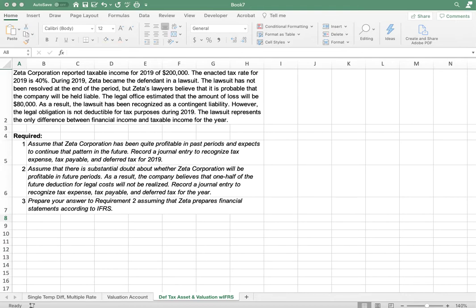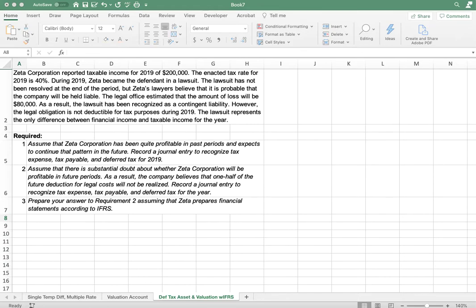Zeta Corporation reported taxable income for 2019 of $200,000. The enacted tax rate for 2019 is 40%. During 2019, Zeta became the defendant in a lawsuit. The lawsuit has not been resolved at the end of the period, but Zeta's lawyers believe that it's probable that the company will be held liable. The legal office estimated that the amount of loss will be $80,000.